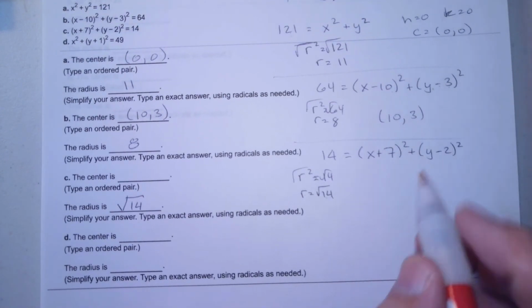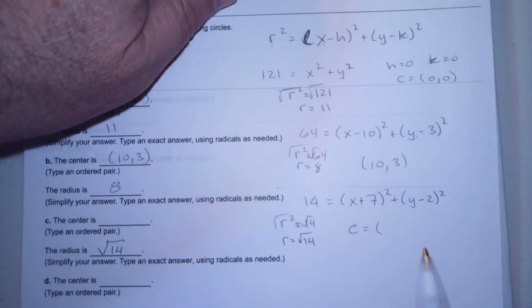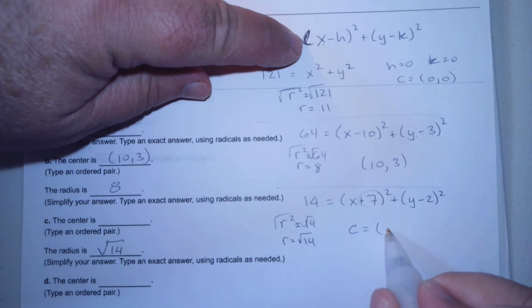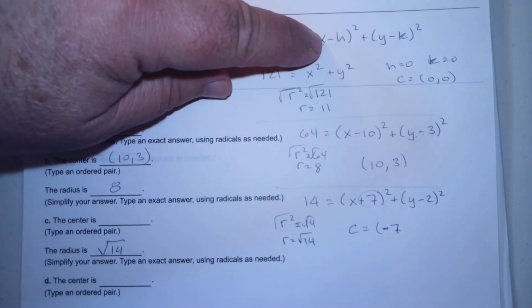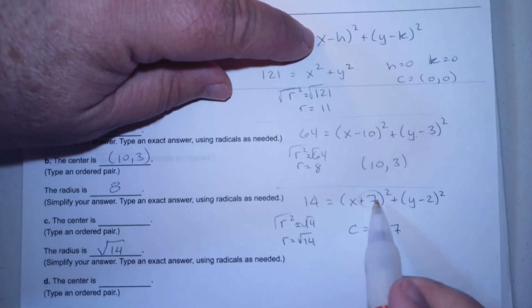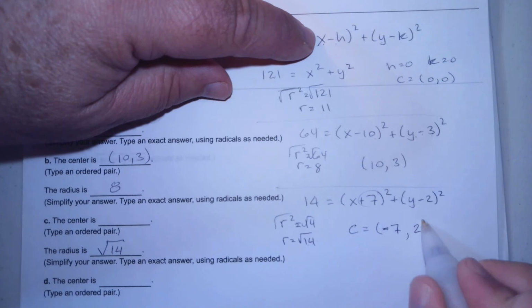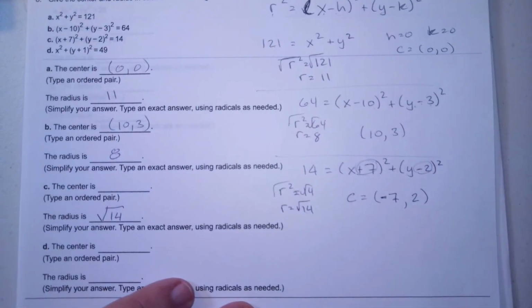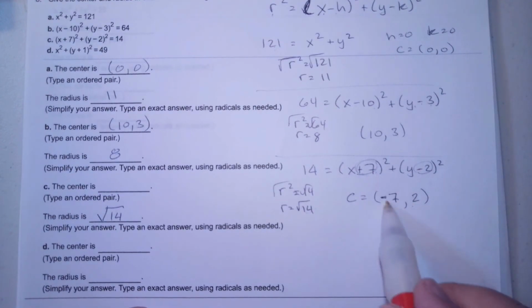Now, the center is supposed to be x minus h, y minus k. So since this is a plus, that means the h must be negative 7, because it has to be x minus. So basically, whatever you have here is the opposite of whatever that number is. If that's negative 2, the answer is 2. If it's positive 7, negative 7.